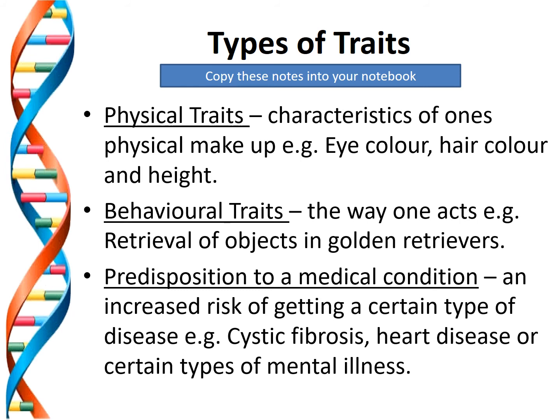The last here is the predisposition to a medical condition, so an increased risk of getting a certain type of disease, for example, cystic fibrosis, heart disease, or certain types of mental illness. You may notice that these diseases would be carried by individuals and passed down from previous generations in their genes. For example, haemophilia often runs in the royal family. That's why they're referred to as having blue blood, because of the running of the disease haemophilia.